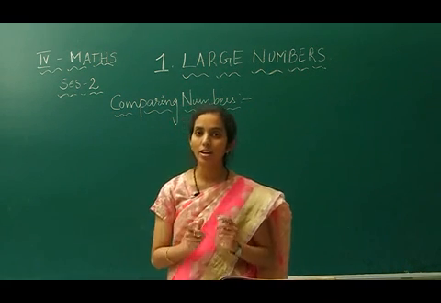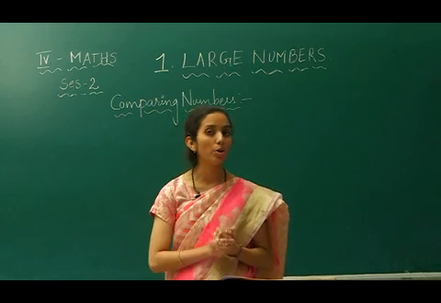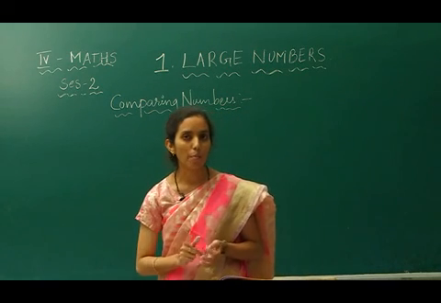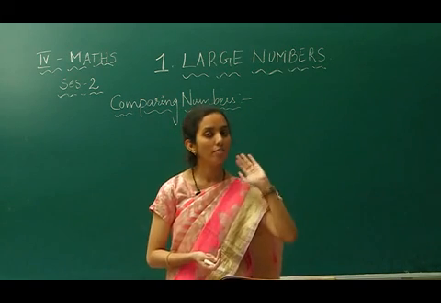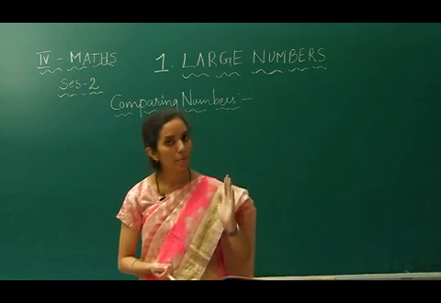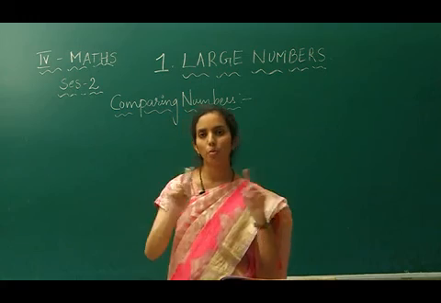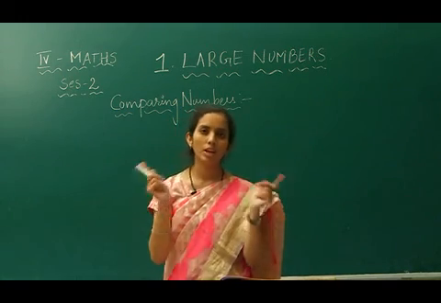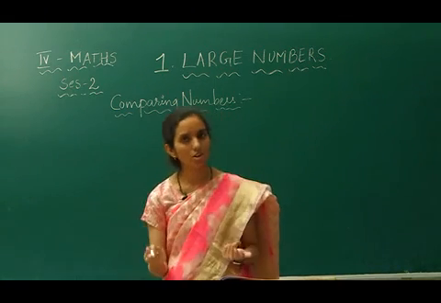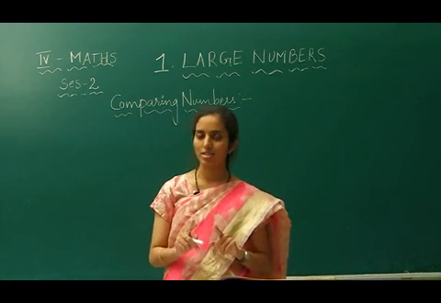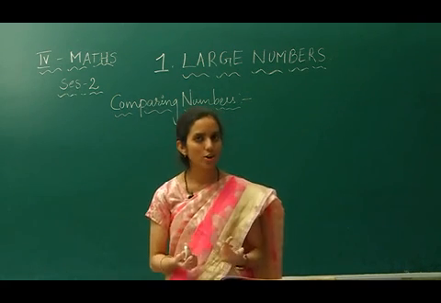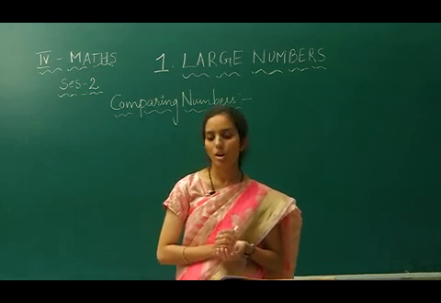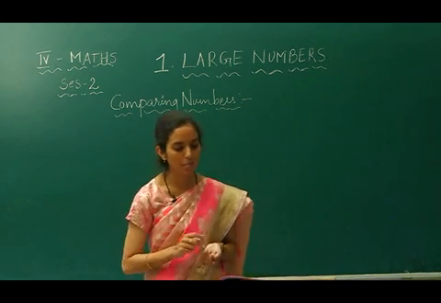If the numbers have the same number of digits, then how do you compare? You have to compare the topmost place value. If the number is in 10,000s, compare 10,000s first. If both the 10,000s are same, then come to thousands. If thousands are also same, come to hundreds. And if hundreds are also same, come to tens. And if tens are also same, come to ones. So let us see an example.